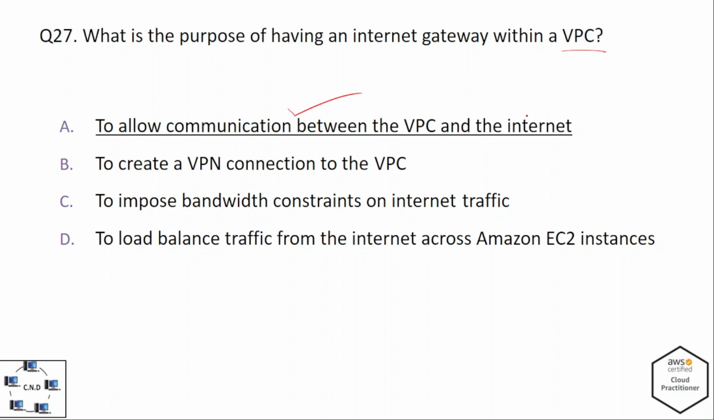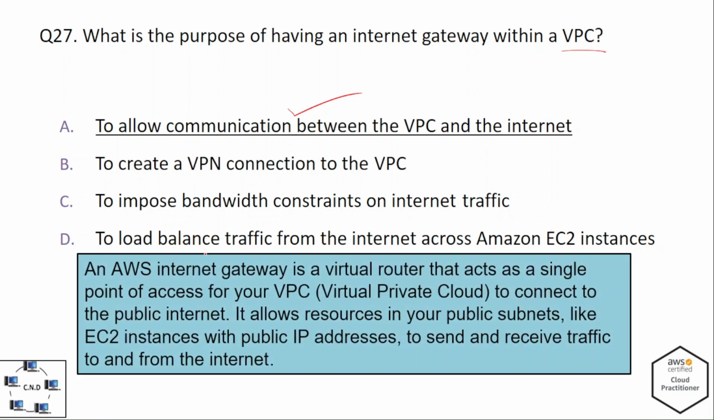and the internet. So an AWS Internet Gateway is a virtual router that acts as a single point of access for your VPC, that is virtual private cloud, to connect to the public internet. It allows resources in your public subnet, like EC2 instances with public IP addresses, to send and receive traffic to and from the internet.